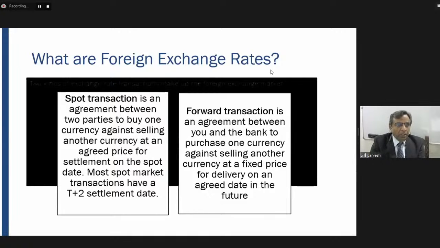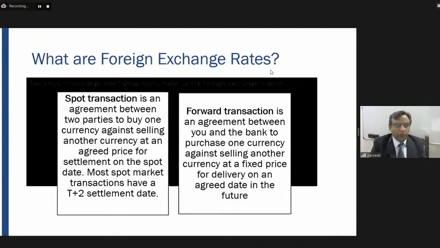Basically, what happens in a forward transaction is that sometimes we have to make a payment and we get some kind of credit term from the supplier. So we do the imports now, but make the payment after, say, 2 months, 3 months, or 6 months. Similarly, when we are exporting, we may not get our proceeds immediately. Suppose we are exporting to the US, we may get dollars after 2 or 3 months, depending upon the agreement we have with our client. In that case, we enter into a forward transaction.